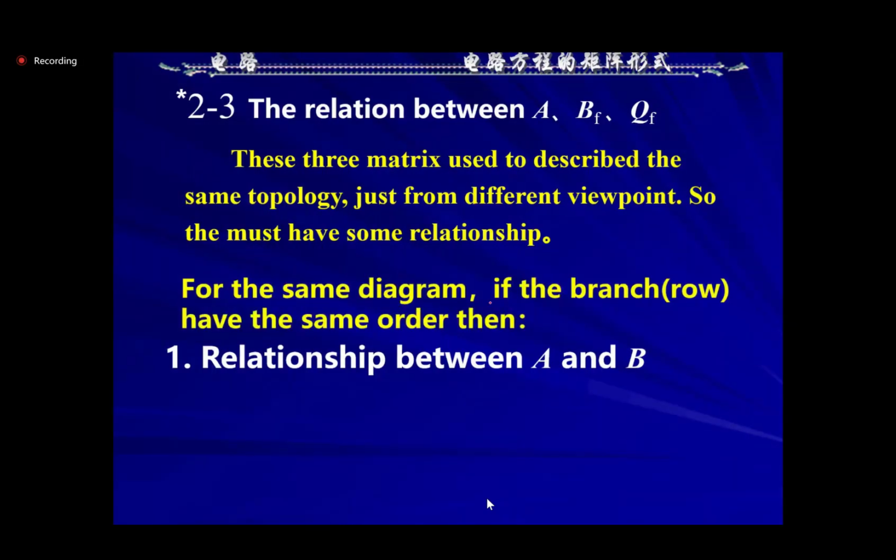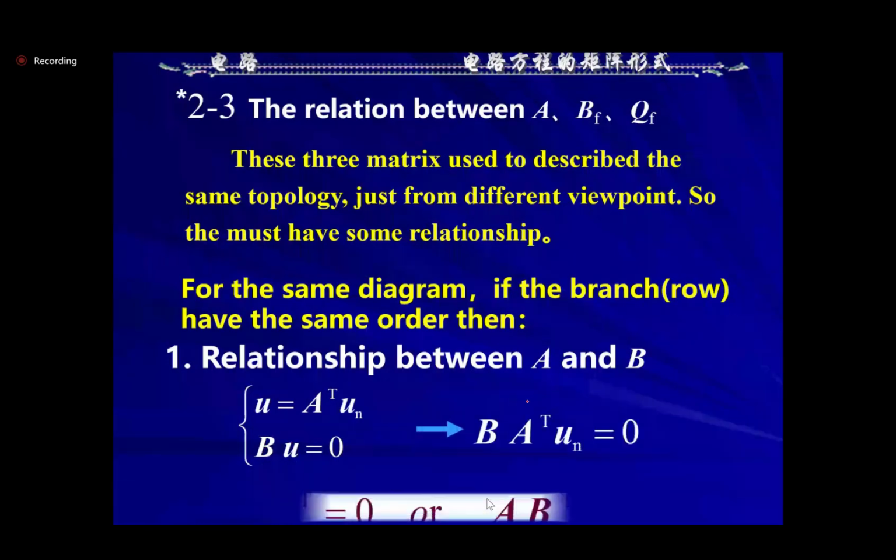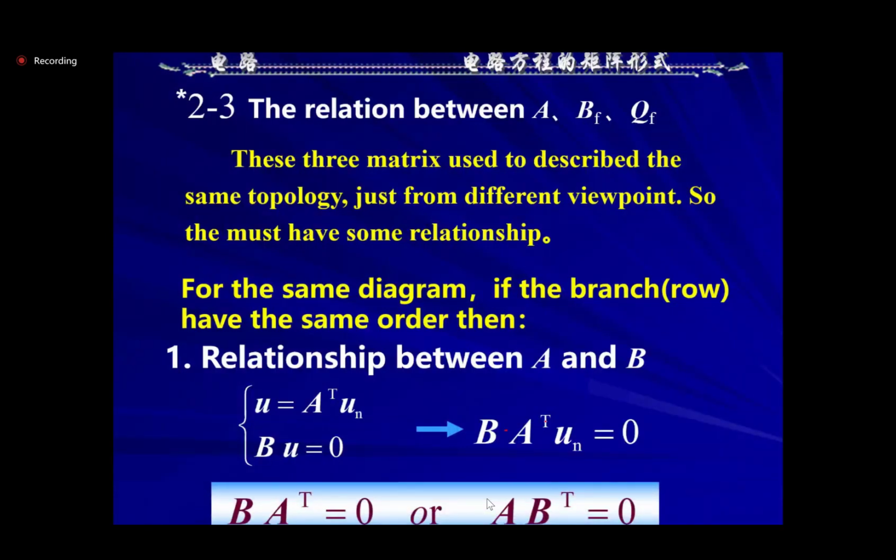For the same diagram, if the branches have the same order, then because U equals A transpose times Un, where Un is the node voltage and U is the branch voltage, and B multiplied by U equals 0, this means B multiplied by A transpose multiplied by Un equals 0. Because Un can be any value, the conclusion is that this part must be 0. B multiplied by A transpose equals 0, or A multiplied by B transpose equals 0. This is the AB relation.